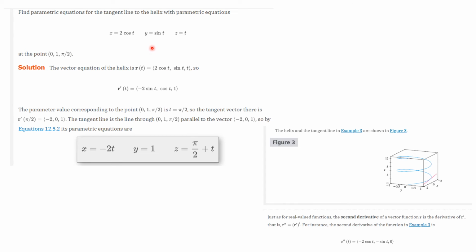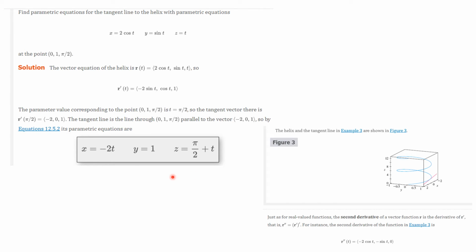Okay, so here is the derivative. This is the vector equation. And so we take the derivative, we get minus 2 sine t, cosine of t, and 1. And if we take the point to be (0, 1, pi over 2), then t is pi over 2. So the vector r prime of pi over 2 is (minus 2, 0, 1). Now the tangent line through this point, parallel to this vector, is given by this parametric equation.